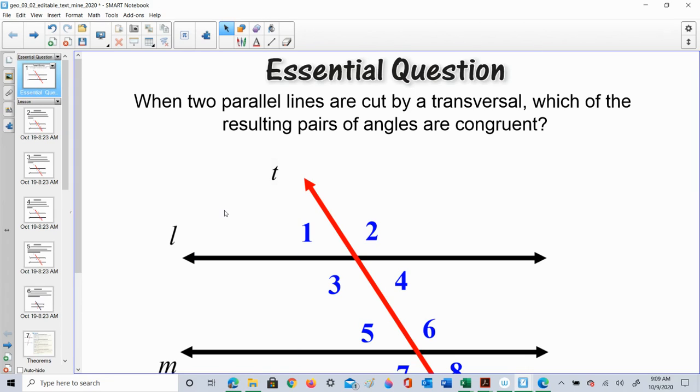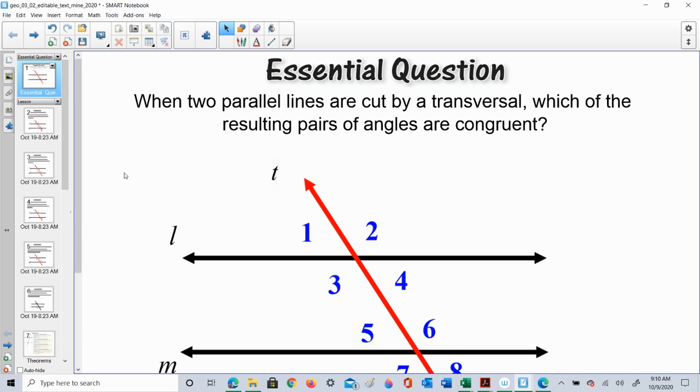This is what I had you look up yesterday in the textbook, so let's just go over that. What happens when two parallel lines are cut by a transversal? Which of the resulting pairs of angles are congruent? We described those relationships the other day, alternate interior, corresponding, etc.